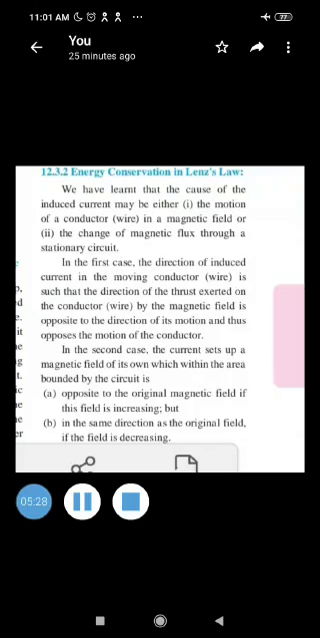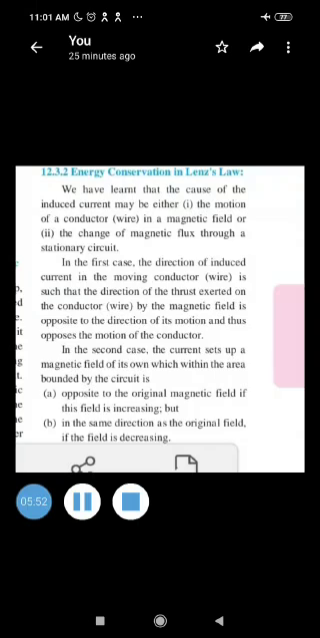Now, in the first case, the direction of induced current in the wire is such that the thrust exerted on the conductor by the magnetic field is opposite to the direction of its motion, and thus opposes the motion of the conductor.